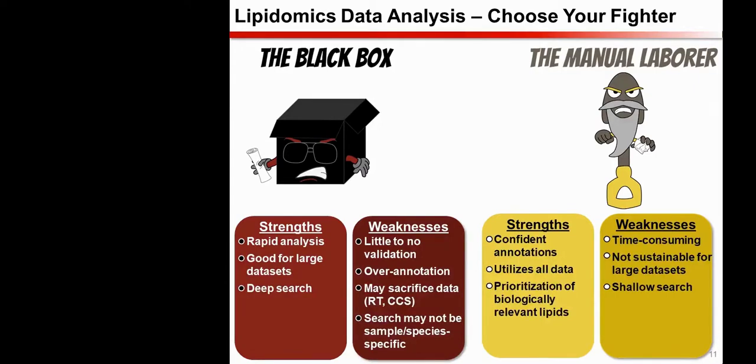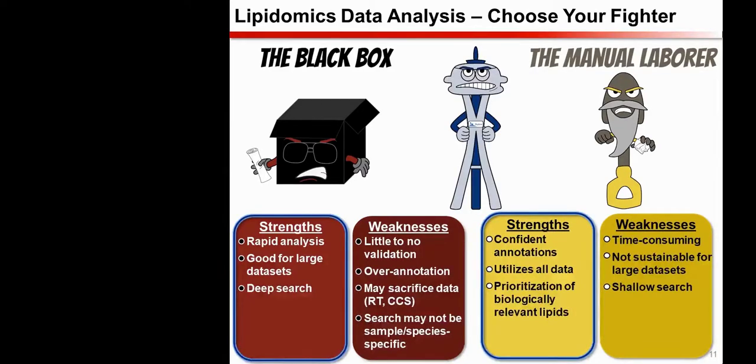And so the strengths of this method are that you get very confident annotations. You can utilize all of that multidimensional data, and you can prioritize biologically relevant lipids, meaning those that you expect to see in your species and sample type, or those that you're interested in given the specific conditions you're looking at. But the weaknesses of this method are that it's extremely time consuming and it's not sustainable for large data sets or deep searches. And so what we really wanted to do was take all these strengths and create our own method to analyze our lipid data. And so we decided that Skyline was the ideal software to do that with.